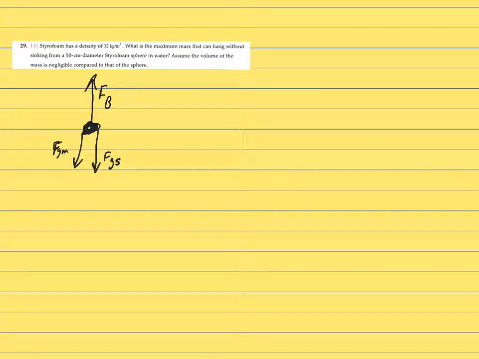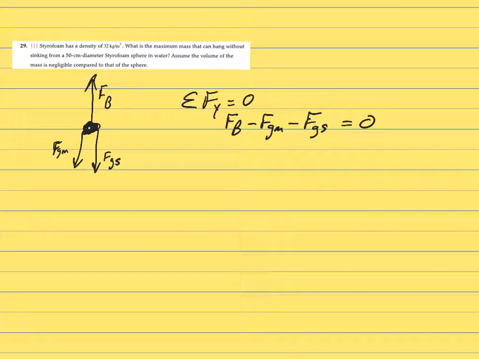It's not moving, so we know the sum of the forces in the y direction equals 0. I have force of buoyancy up. I have force of gravity of the mass down. I also have force of gravity of the styrofoam down, and those all equal 0. I believe we're supposed to solve for force gravity of the mass, correct? So I will rearrange this, and force of gravity of the mass will equal force of buoyancy minus force of gravity of the styrofoam.